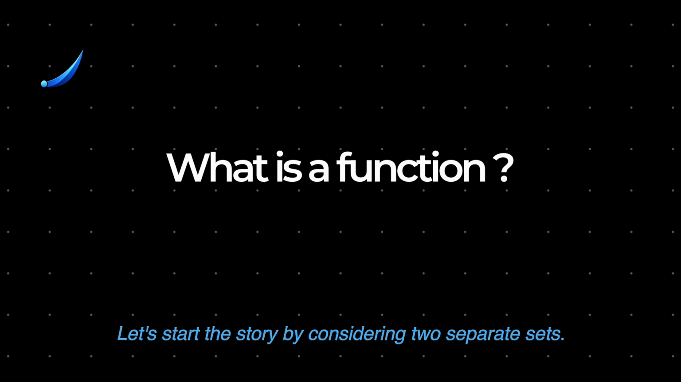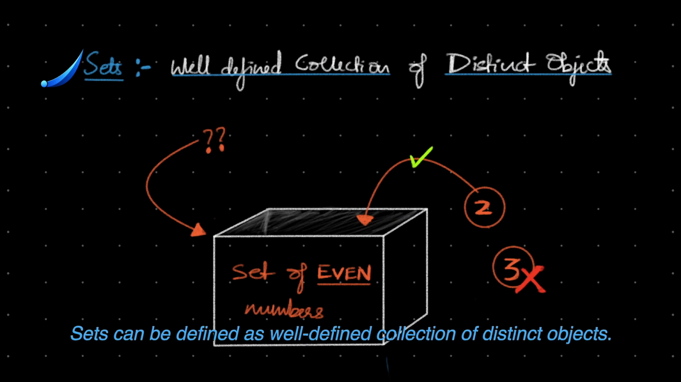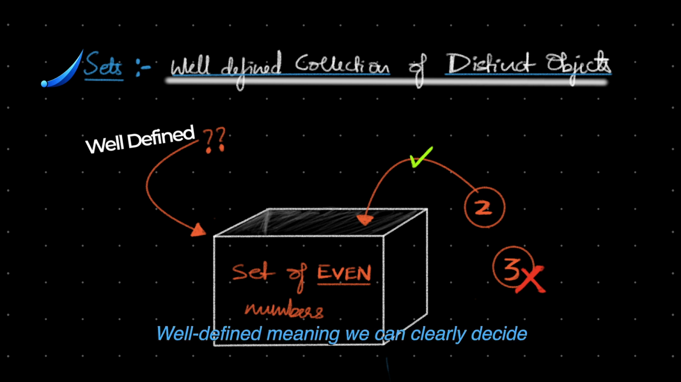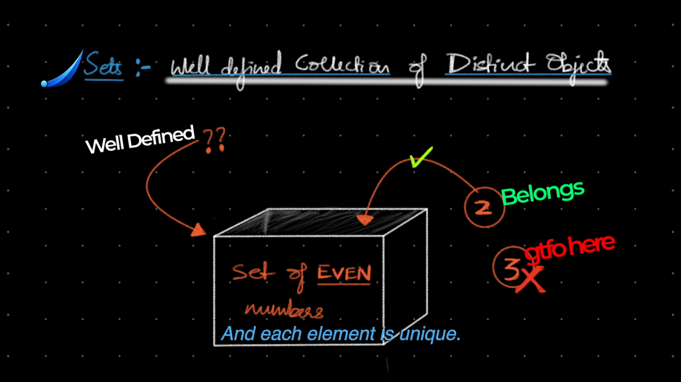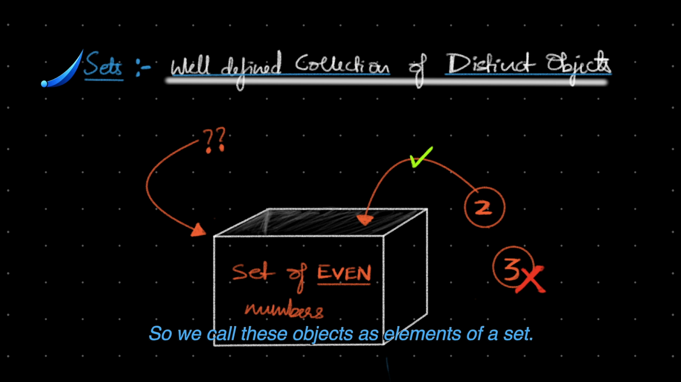Let's start the story by considering two separate sets. Now, what are sets? Sets can be defined as well-defined collections of distinct objects. Well-defined meaning we can clearly decide whether something belongs to the set or not. And each element is unique. I mean, no repetitions, okay? So we call these objects elements of a set.